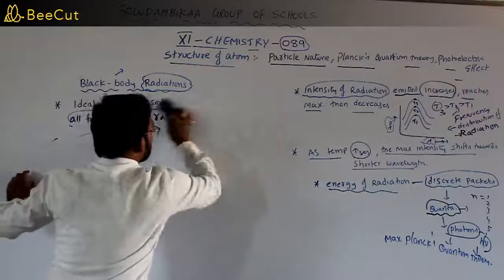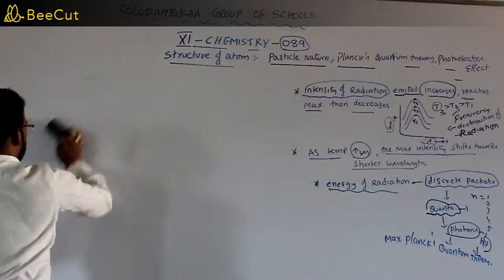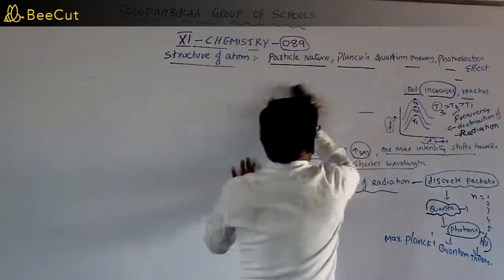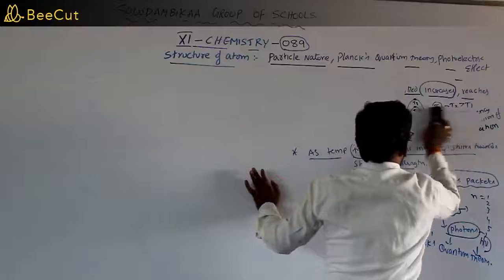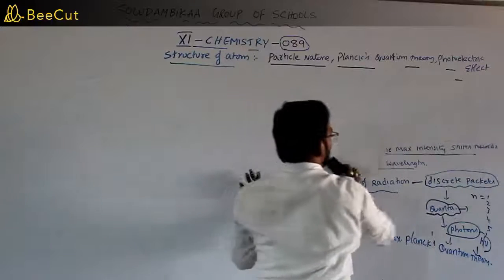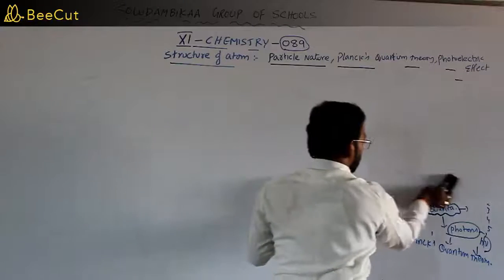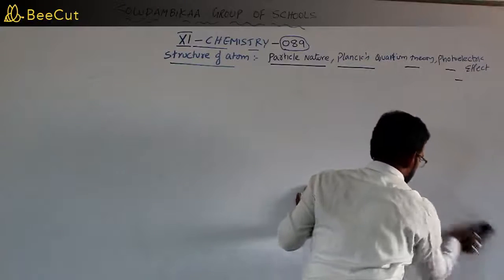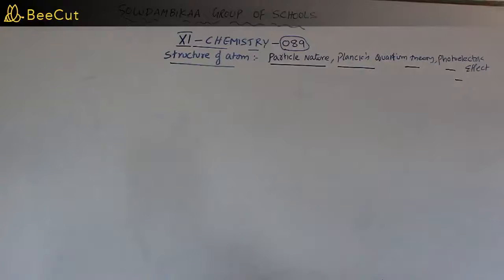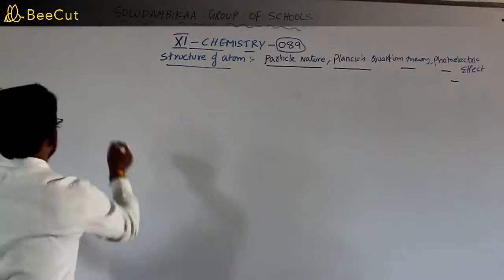In subject examinations, they will ask what blackbody radiations are, explain, for 2 marks or 3 marks. Next, represent graphically the blackbody radiations with temperature and frequencies. Frequency distribution curves they will also ask. Now we will see Max Planck's quantum theory.